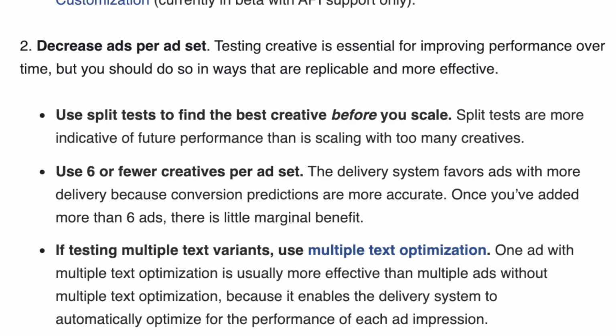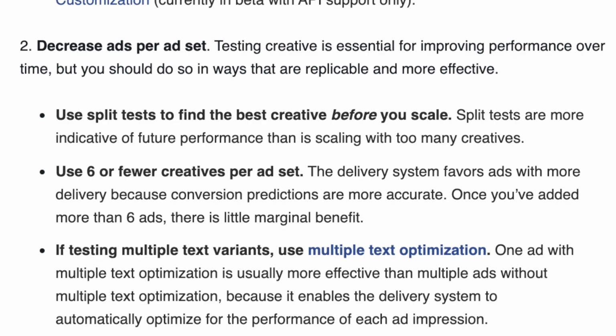They go on to say the delivery system favors ads with more delivery because conversion predictions are more accurate. Basically saying the more data your ad gets, the more they are able to predict with certainty how that ad's going to do in the future. Basically, it's a make it take it game. The more your ad gets shown, the more they learn about it, the more it gets shown furthermore to an audience that's going to respond well to it. And then lastly, once you've added more than 6 ads, there is little marginal benefit. Or in my case, there is 0 benefit at all and it shuts the whole thing down.